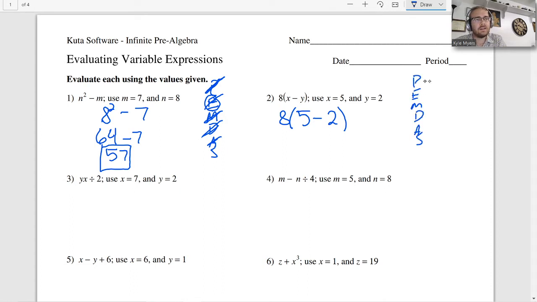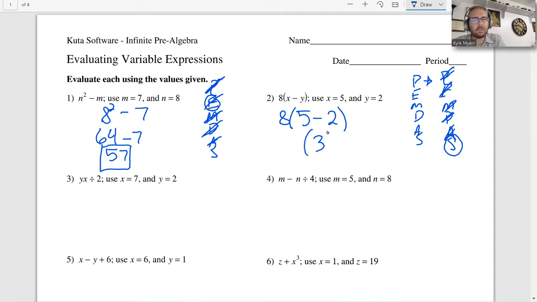PEMDAS. Inside of a parentheses, you could have a parentheses, you could have exponents. You can have a whole set of PEMDAS stuff inside of a parentheses. So it turns out I don't really have anything to do inside the parentheses besides subtracting. So I'm going to subtract 3.